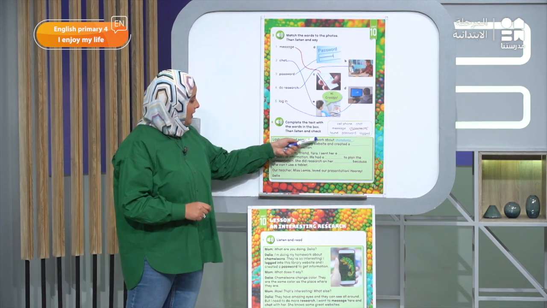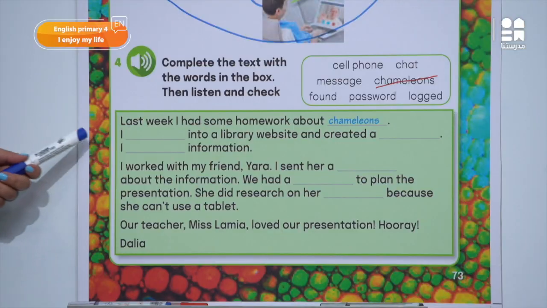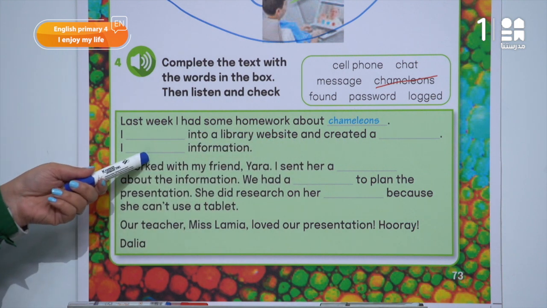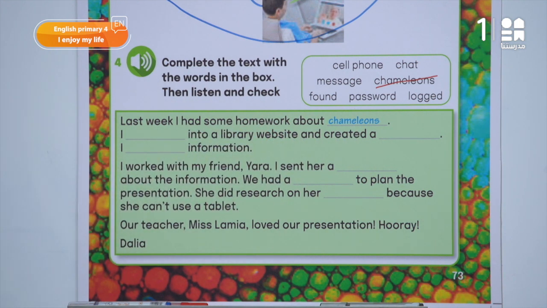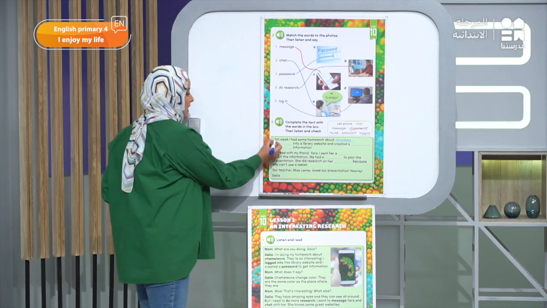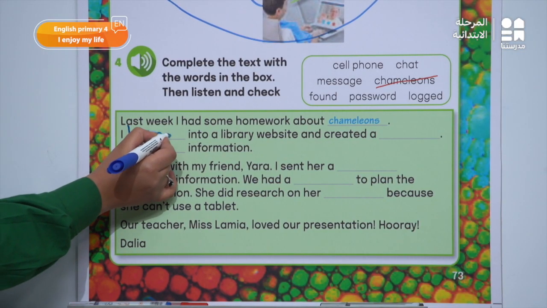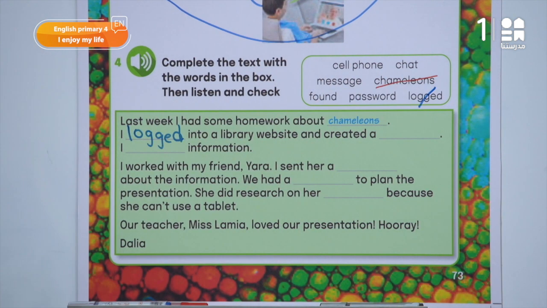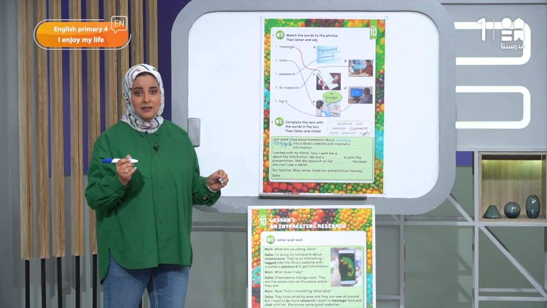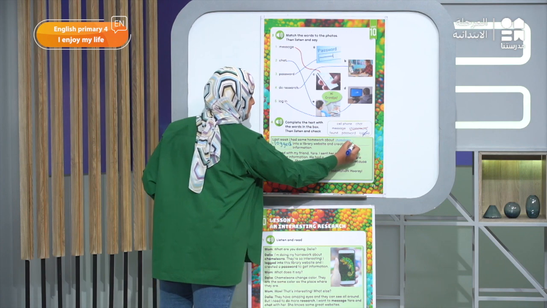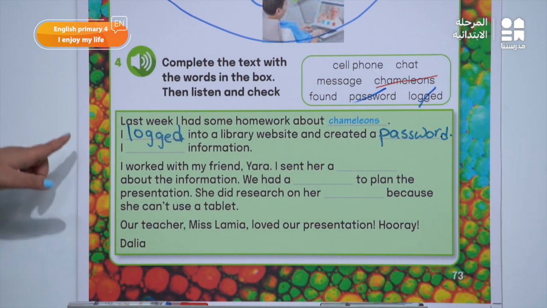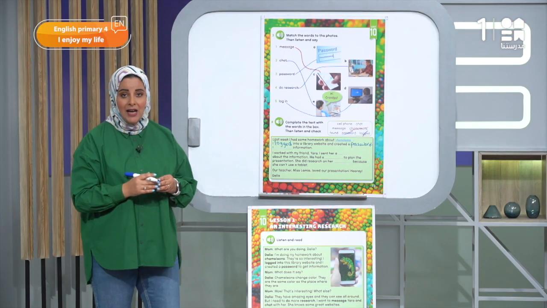Last week I had some homework about chameleons. Then after it, I into a library website and created a I information. So, I into a library website. Logged, very good. So, I logged. And we will cross it out. I logged into a library website and created a password. Very good. I found information.